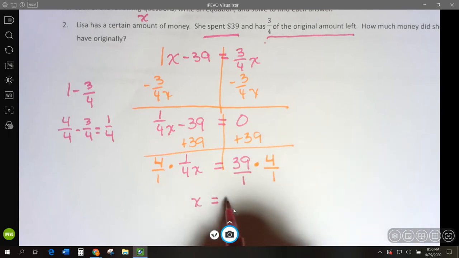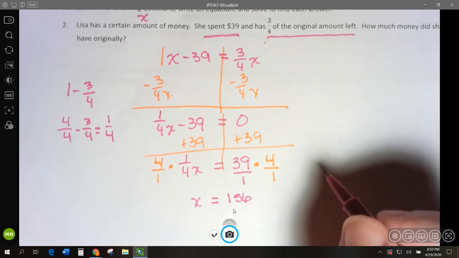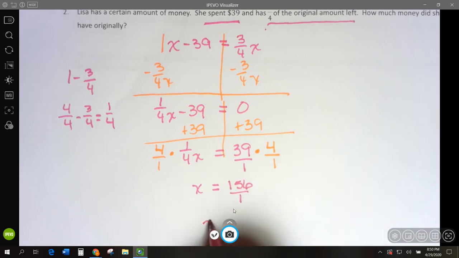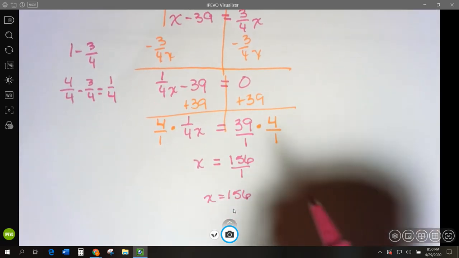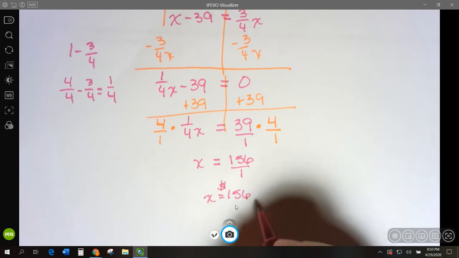39 times 4 is 156. If you need to pause to figure that out, you can. And 1 times 1 is 1. So X is going to be 156. 156 what? $156. So that is her original amount.